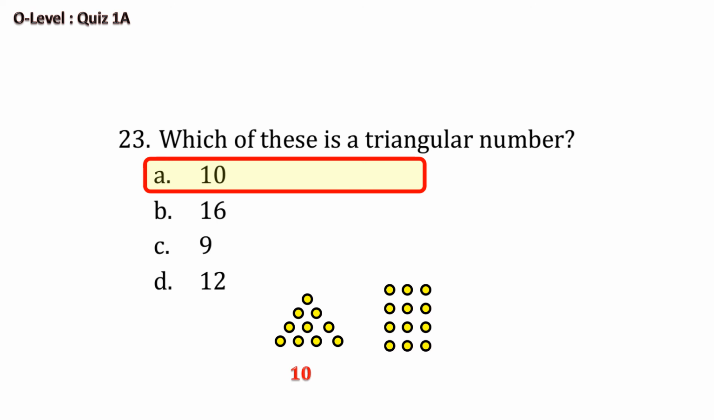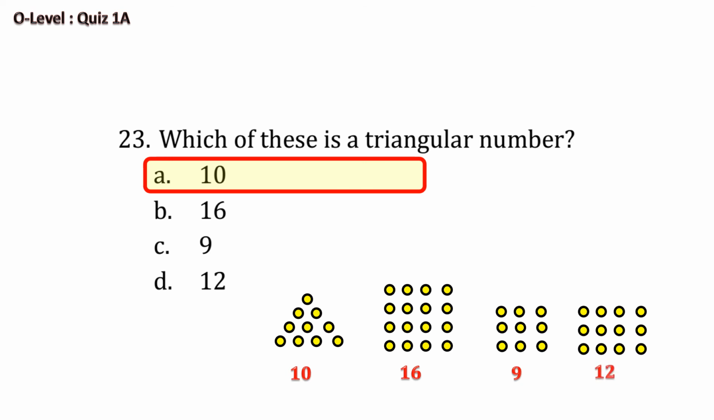Then you equally have 12, which can be represented using a rectangular number pattern or a square. Note that a square is a special type of rectangle in which all the sides are equal. Then we equally have 9, which is the same like a rectangle, the same rectangular number, as well as 12. Note, 10 can equally be represented as a rectangular number, but it is the only number here that can be represented as well as a triangular number.